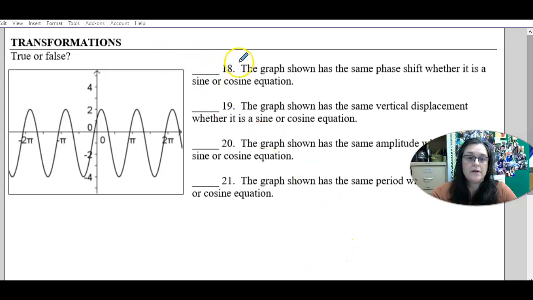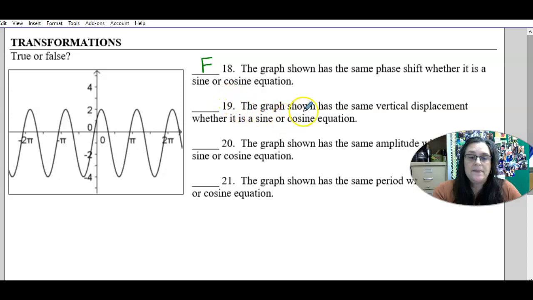Okay, so we're looking to see whether 18 through 21 are true or false statements. 18 says the graph shown has the same phase shift whether it's sine or a cosine equation. That would have to be a false statement because sine and cosine are pi over 2 units apart. So since they aren't the same function, we wouldn't be able to produce the same graph using the same phase shift. Phase shift is the h value.